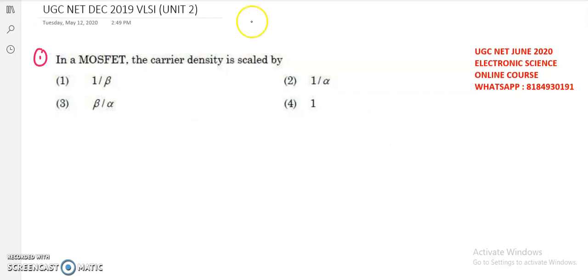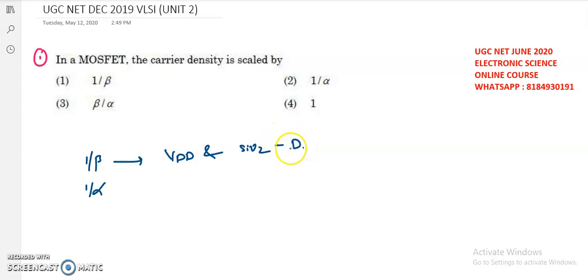Before going into the question, you have to know a few points. In the MOSFET, we have two scaling factors, that is 1 by beta and 1 by alpha. The 1 by beta scaling factor is used for only two things: VDD, that is the power supply, and the oxide thickness, that is the silicon dioxide thickness.